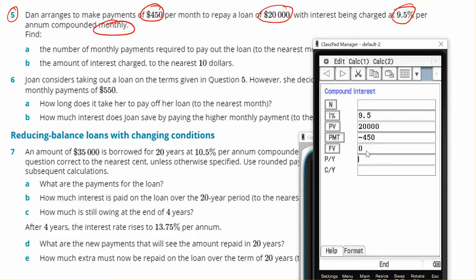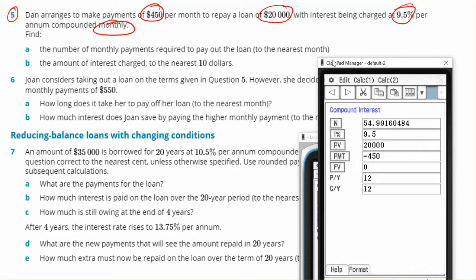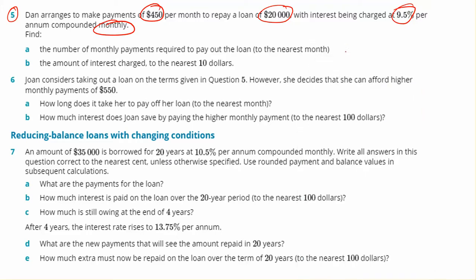And your P1CY, it's monthly, so it's 12 months in a year. So you go 12, 12. And we find out that it says round to the nearest month. So it takes 55 months to pay the loan.